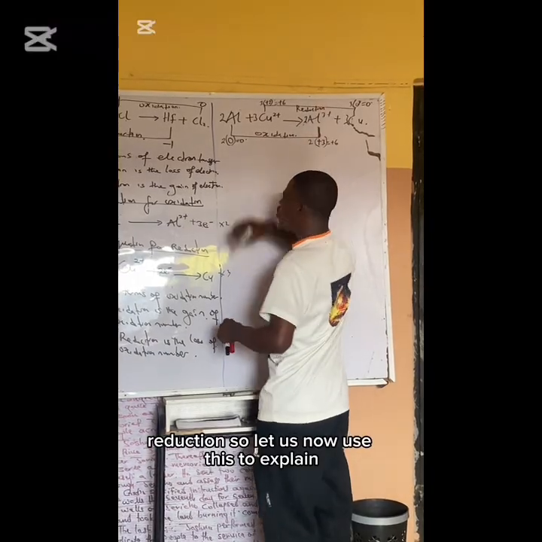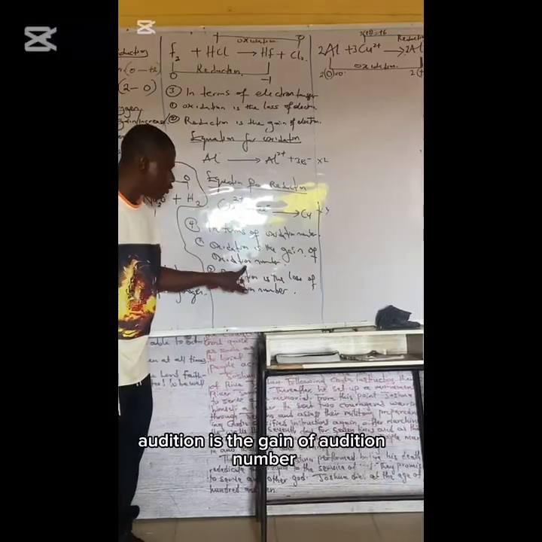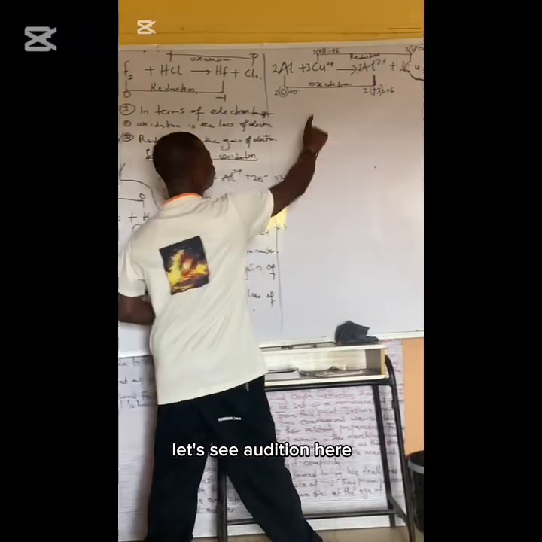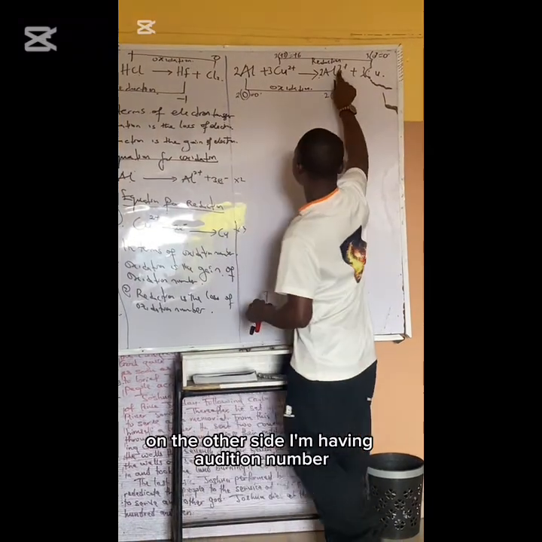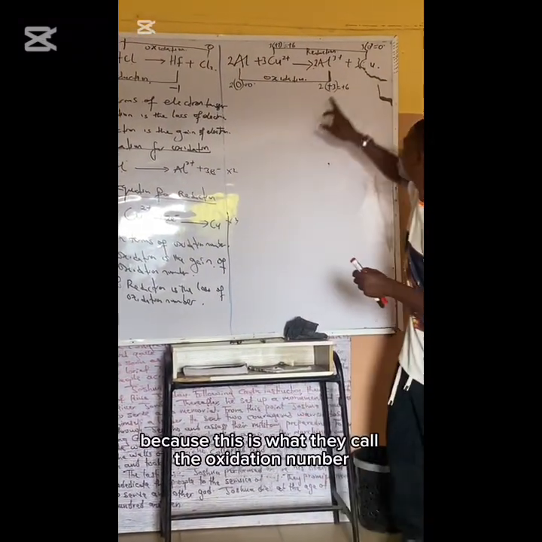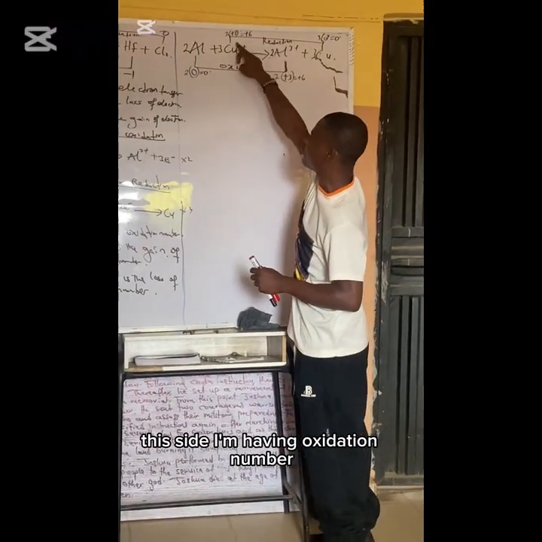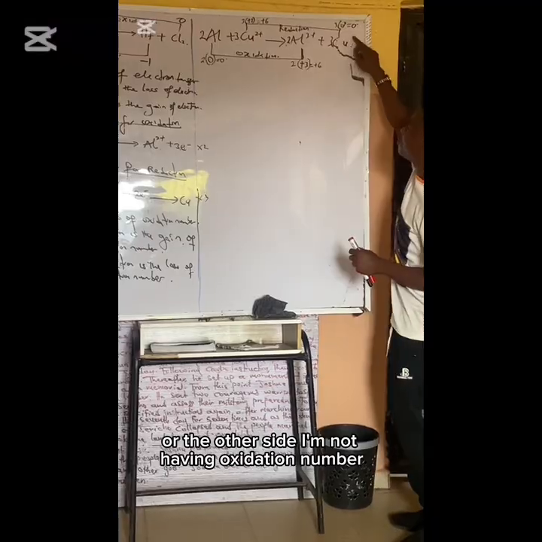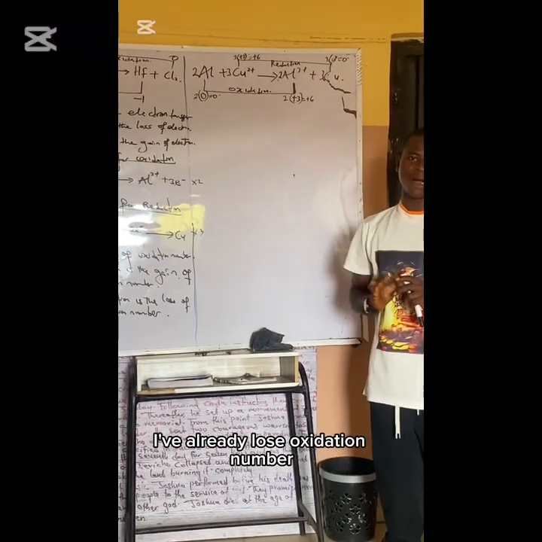Reduction. So let us now use this to explain. They told us that oxidation is the gain of oxidation number. Let's see. Oxidation here: here I'm not having oxidation number. On the other side I'm having oxidation number. I've already gained oxidation number, because this is what they call the oxidation number. Reduction here: this side I'm having oxidation number. On the other side I'm not having oxidation number. I've already lost oxidation number.